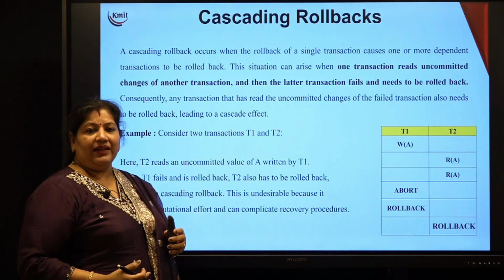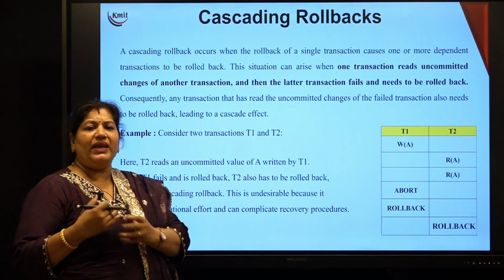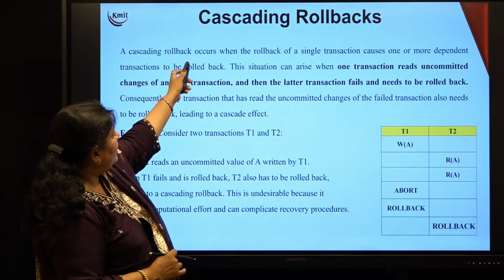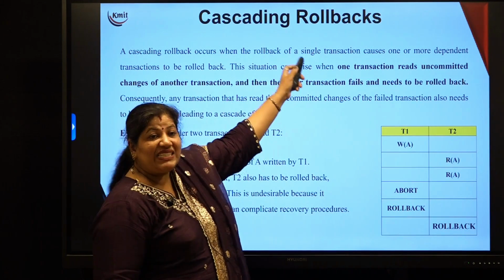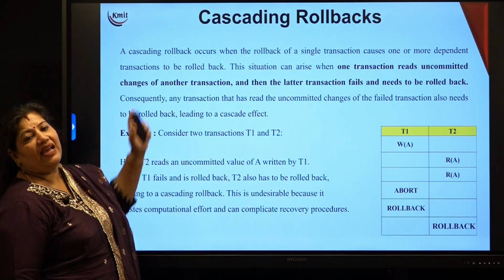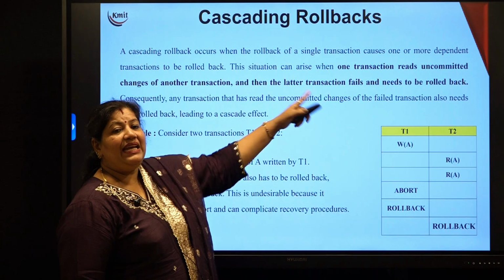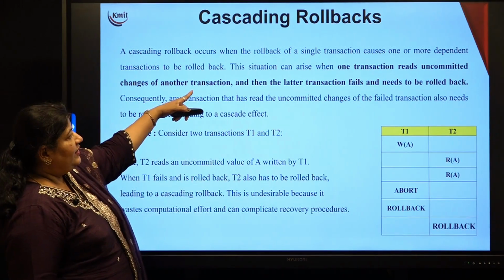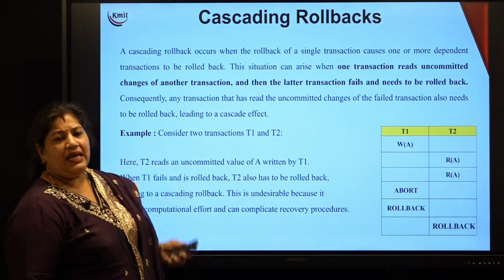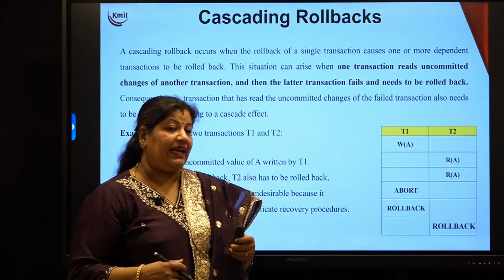One attached to the other. It is like your nested loops where one after the other it is continuously performing. In that same way, one after the other it has to be rolled back. So cascading rollback occurs when the rollback of a single transaction causes one or more dependent transactions to be rolled back. The situation can occur when you read uncommitted data. So if a later transaction fails and needs to be rolled back, automatically the associated or dependent transactions will roll back. So this is cascading rollback.